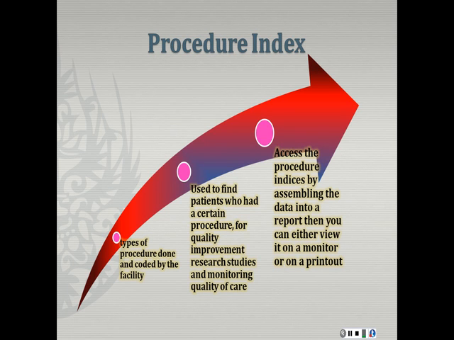The procedure index is basically procedures coded by the facility. Like I said, it's used to find patients who had a certain procedure or for quality improvement, research studies, and monitoring the quality of care. And it can be accessed the same way as the other two, by entering the data that you're looking for, compiling or aggregating the data into a report, and then viewing it on the screen or on a hard copy.